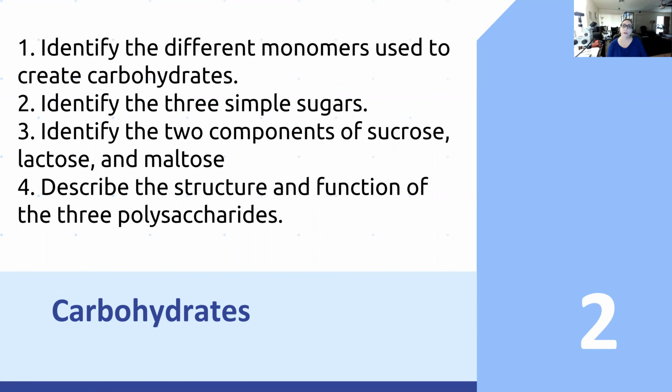So we are still on module 2. You should have watched the video or attended lecture that talked about dehydration and hydrolysis reactions. So now I'm going to talk about the first group of biological molecules, which are carbohydrates. For this section, you need to be able to identify the different monomers used to create carbohydrates.